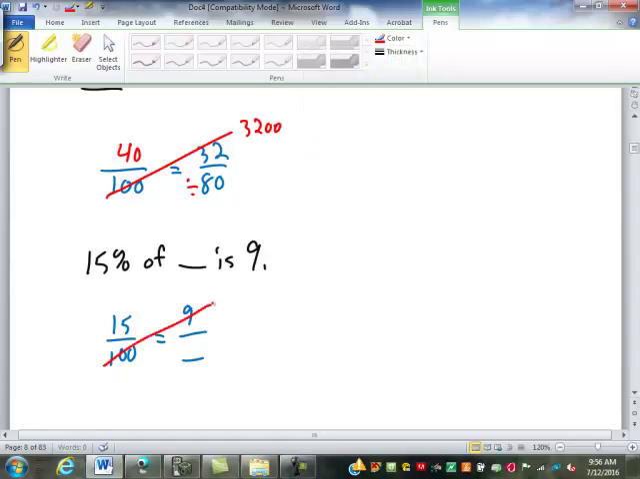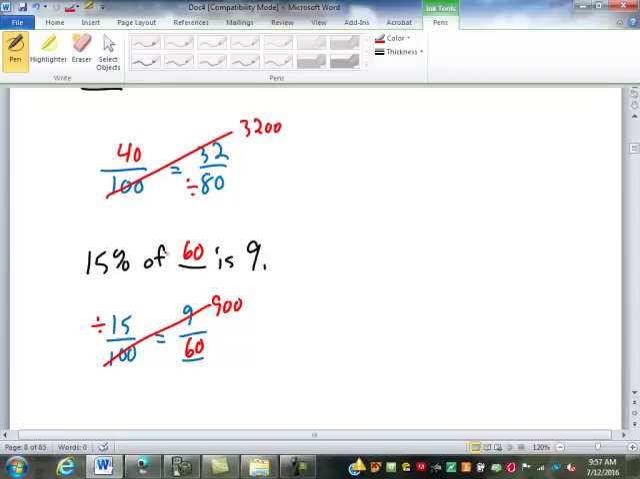So 100 times 9 is 900. Divided by 15 is 60. So 15% of 60 is 9. How are you guys feeling so far? Anybody have major questions on setting up these proportions?